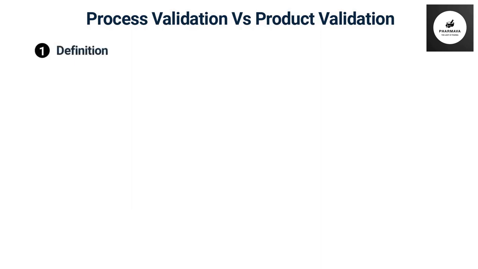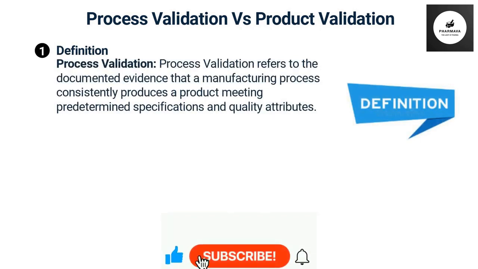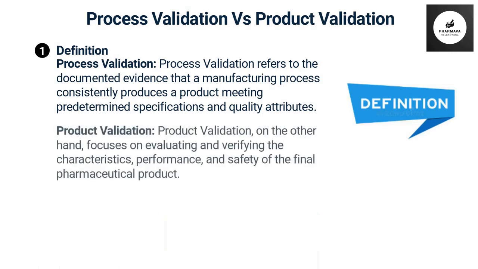Definition. Process validation refers to the documented evidence that a manufacturing process consistently produces a product, meeting predetermined specifications and quality attributes. Product validation, on the other hand, focuses on evaluating and verifying the characteristics, performance, and safety of the final pharmaceutical product.